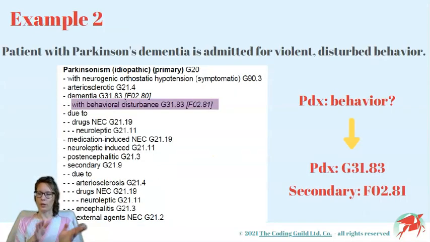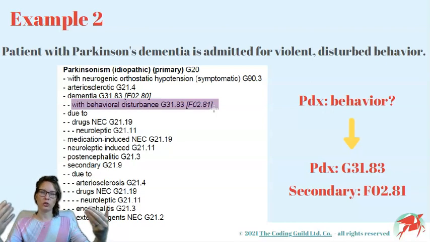Another example could be a patient suffering from Parkinson's dementia who is admitted for violent and disturbed behavior. Although all the treatment will be directed at the behavioral disturbance, it will still not become the principal diagnosis because the index is using the etiology and manifestation convention, these brackets, to instruct us how to code this case. We must sequence G31.83 first, and only then can we code F02.81. So again, the principal diagnosis coding guidelines get overwritten by conventions or the index.